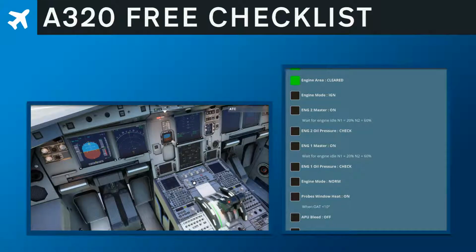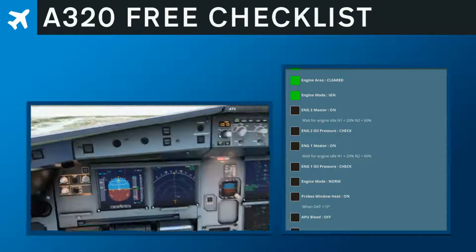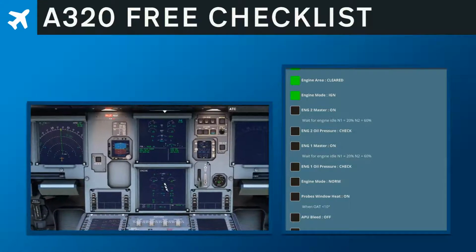And we'll have our display set to engines as well, so that we can see exactly what's happening there. So engine mode set to ignition, and we'll now turn on engine 2. Right, as we can see, we might not be able to see, but I can zoom in. Our engine is coming alive. N2 is running up, so is N1. So we're looking for 60 on N2 and about 20 on N1.